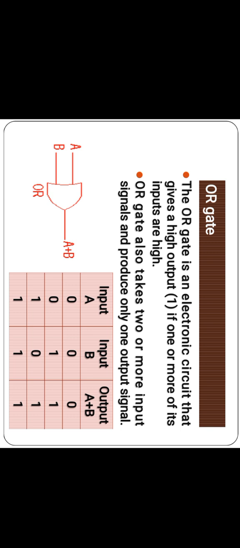Then next we can see the truth table of the OR gate. Here the inputs are A and B. The output is A plus B. For A and B, for 0, 0 value, 0 plus 0, 0. For 0, 1, 0 plus 1, 1. For 1, 0, 1 plus 0, 1. For 1, 1, 1 plus 1 equal to 1.